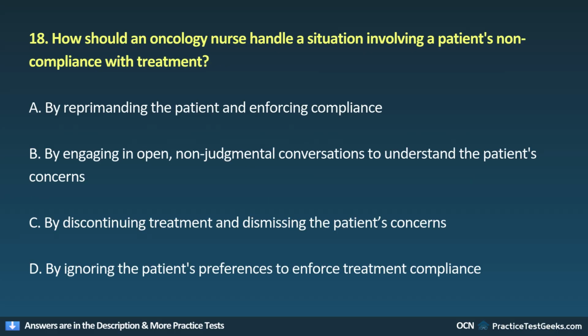18. How should an oncology nurse handle a situation involving a patient's noncompliance with treatment? A. By reprimanding the patient and enforcing compliance. B. By engaging in open, non-judgmental conversations to understand the patient's concerns. C. By discontinuing treatment and dismissing the patient's concerns. D. By ignoring the patient's preferences to enforce treatment compliance.